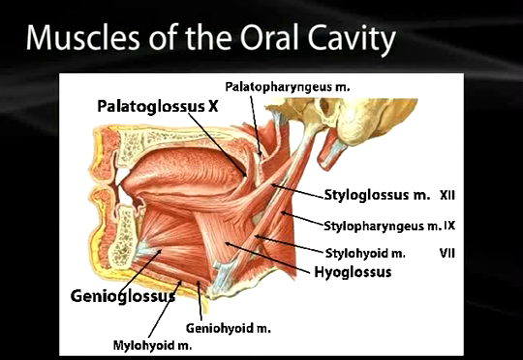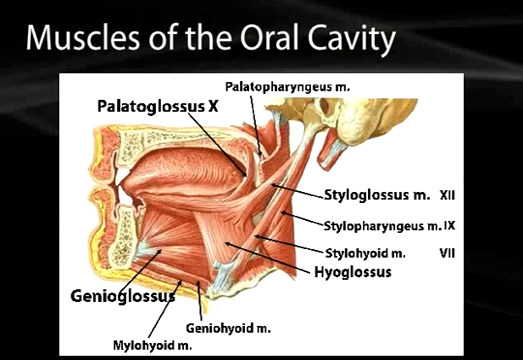Now as we look at the muscles of the oral cavity, we want to see that we have the palatoglossus, which is innervated by 10. Then we're going to have the hyoglossus and the genioglossus and the styloglossus, as well as the intrinsic muscles of the tongue, of which there are 4 of them. So we can see all 8 of the oral cavity muscles, but only one of them is done by cranial nerve 10. The rest are all done by cranial nerve 12, the hypoglossal nerve.